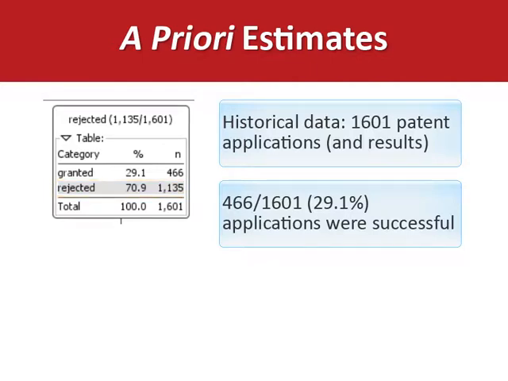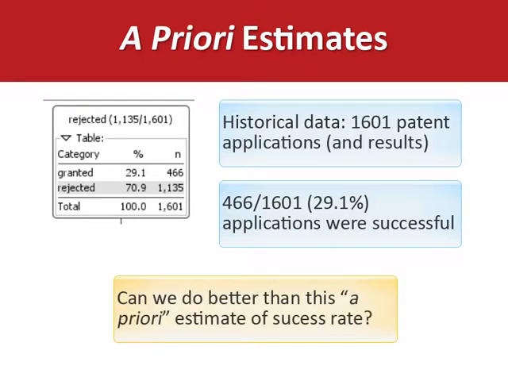What that means is if we didn't know anything about a patent application, we could go back to the entire data set, look at the historical average and say, on average, 71% of all applications are rejected. Now, what we're interested in doing is finding other variables or other things that somehow impact these probabilities so that we can do slightly better than these a priori estimates.